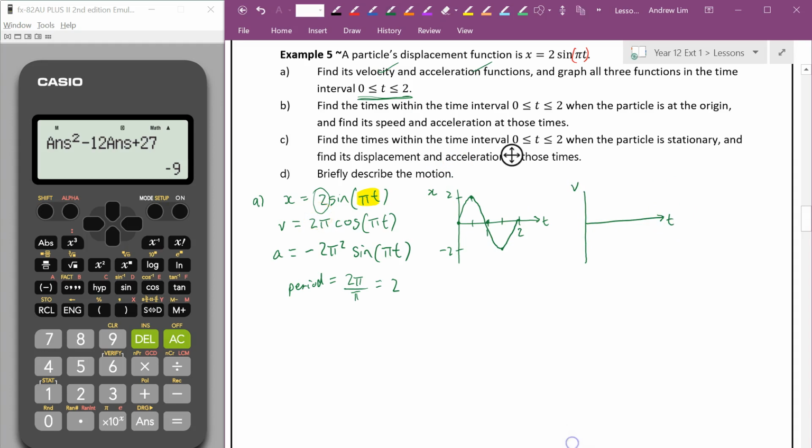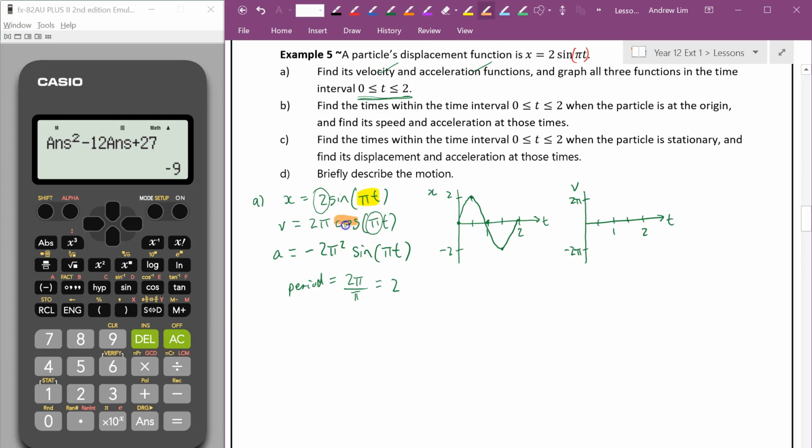This time, the amplitude is 2 pi. Our center of motion is still 0. So we're going to go up 2 pi and down to negative 2 pi. And again, the period is just 2 pi over pi, which is still 2. So 2, 1, half, 1 1/2. And now we're just going to draw the cosine curve.